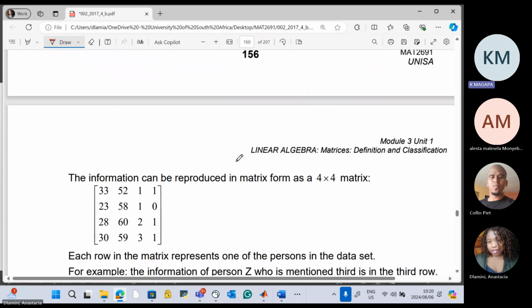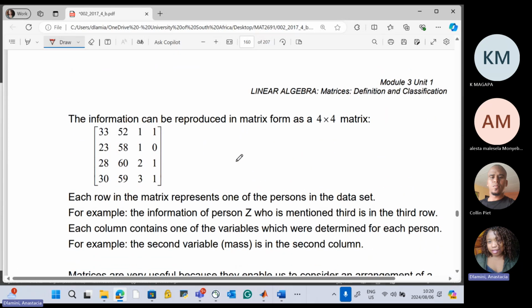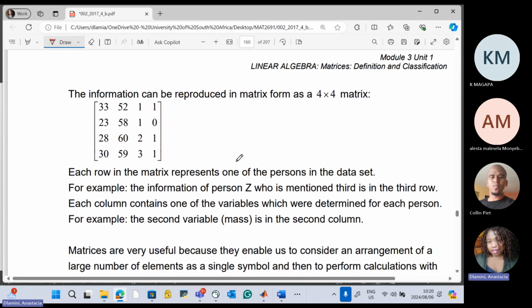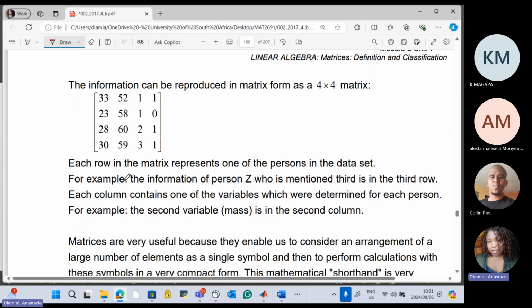Clear, ma'am. So then the information can be reproduced in matrix form as a 4x4 matrix. Now they're saying each row in the matrix represents one of the persons in the data, as we said, meaning that this is person X, person Y, person Z, person T. For example, the information for person Z is in the third row, which is this, as we said, person Z.